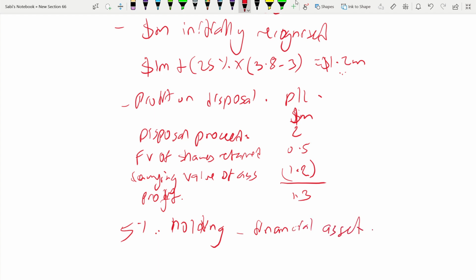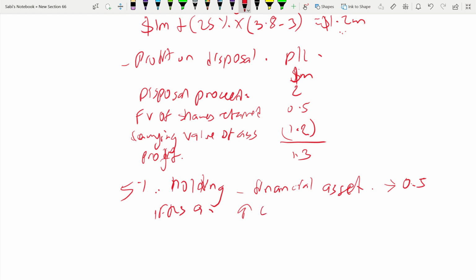Whenever something is remaining, it's a financial asset. 5%. So it will be recognized at what? At 0.5. According to which standard? IFRS 9. Already they have given you the value 0.5 and 0.6. It increased to 0.6. So at this date, it will be recognized as 0.5, but by the reporting date, it went to 0.6. So there's a gain of 0.1.